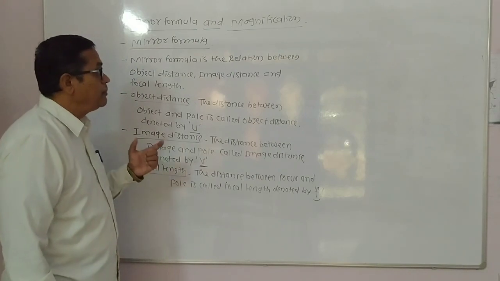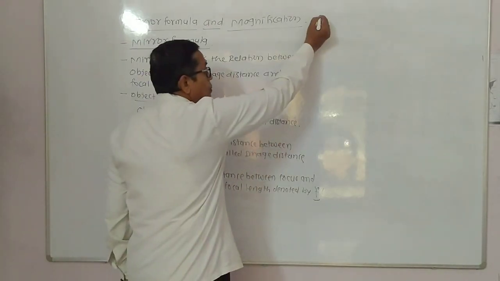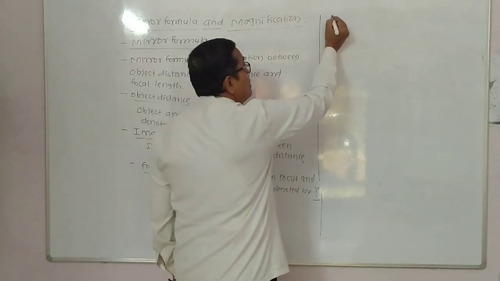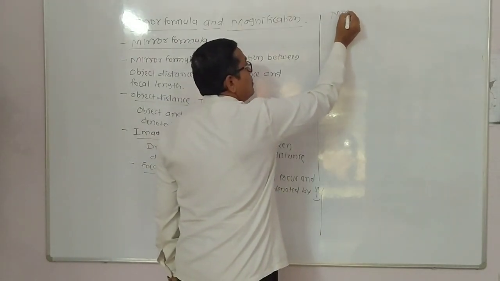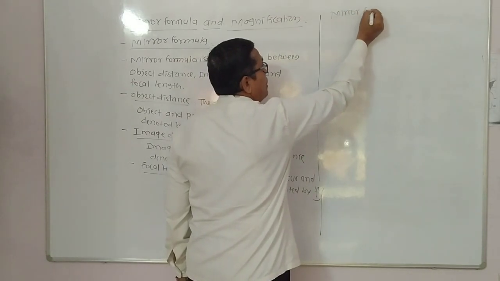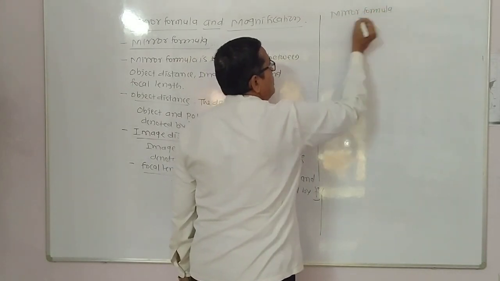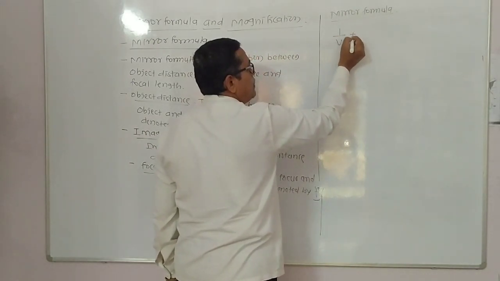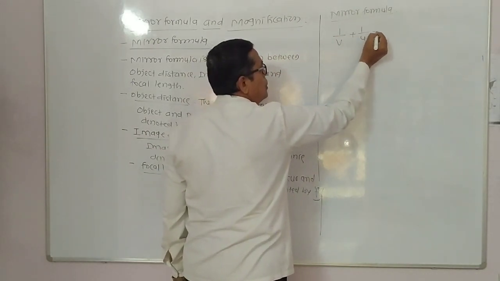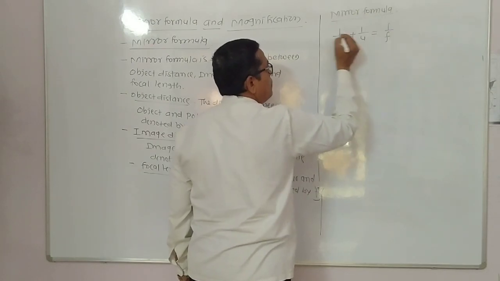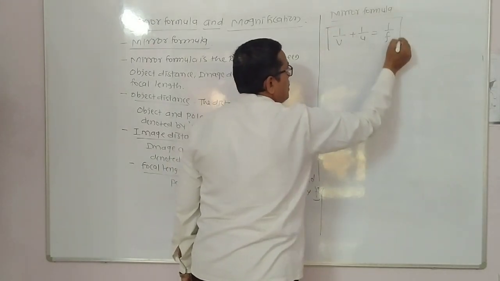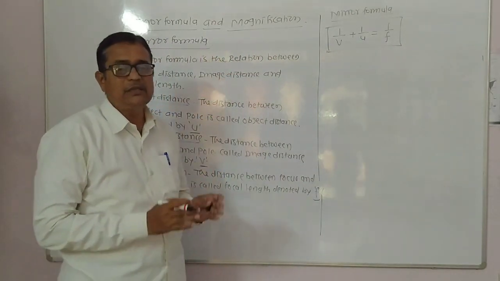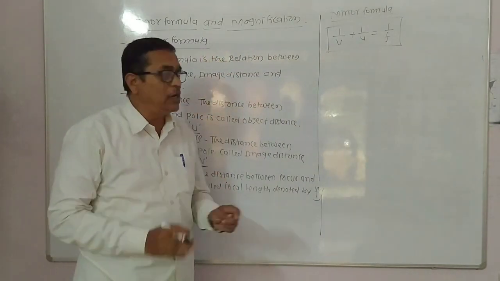Then what is the mirror formula here, and how do we discuss the mirror formula? The mirror formula is 1 by v plus 1 by u equals 1 by f. That is the mirror formula. It is the relation between object distance, image distance and focal length.